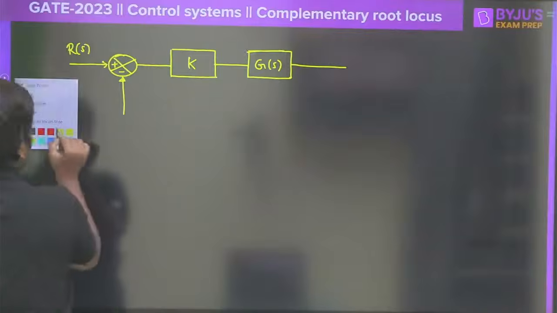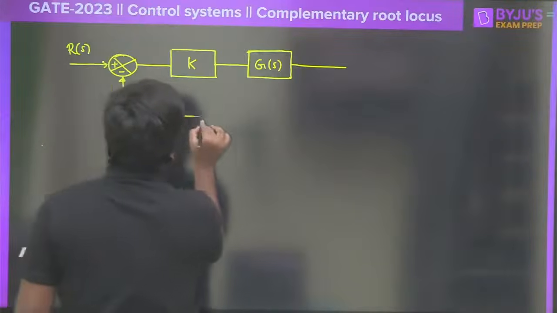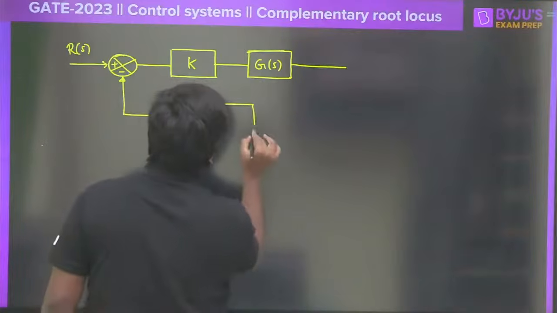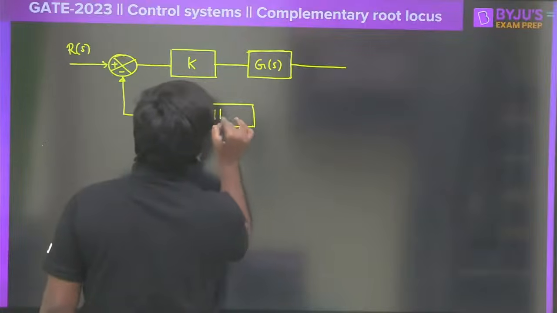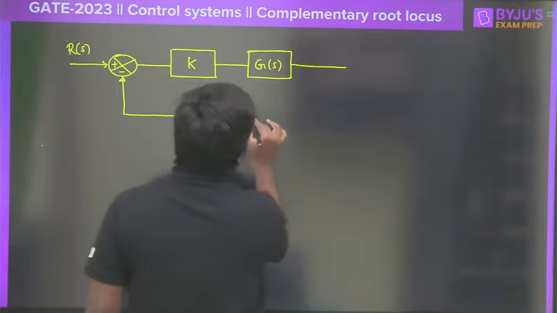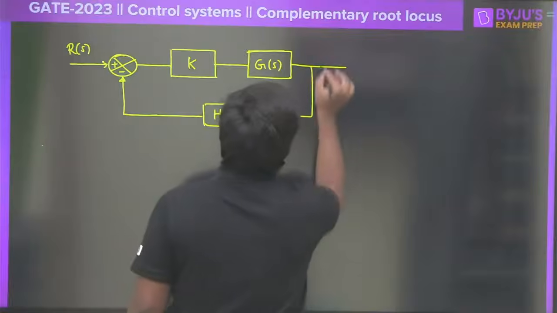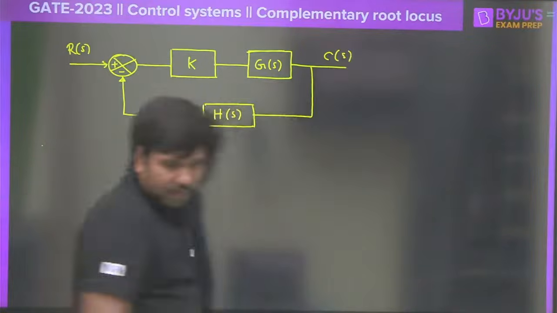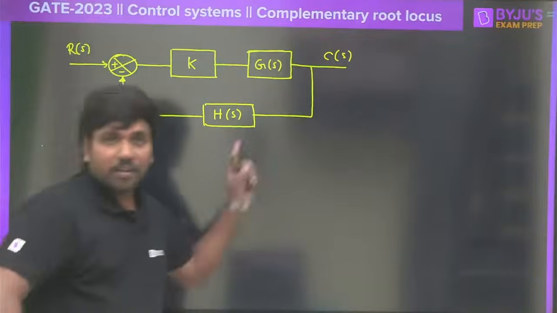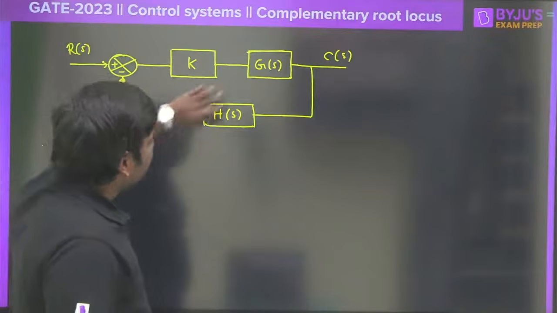So as I said, K into G of S is there here. Of course, we do have H of S, which is considered as a feedback gain here. So let me write down H of S. Obviously, at the end, C of S will be taken out here. So this is considered as a classical control system, closed loop control system.